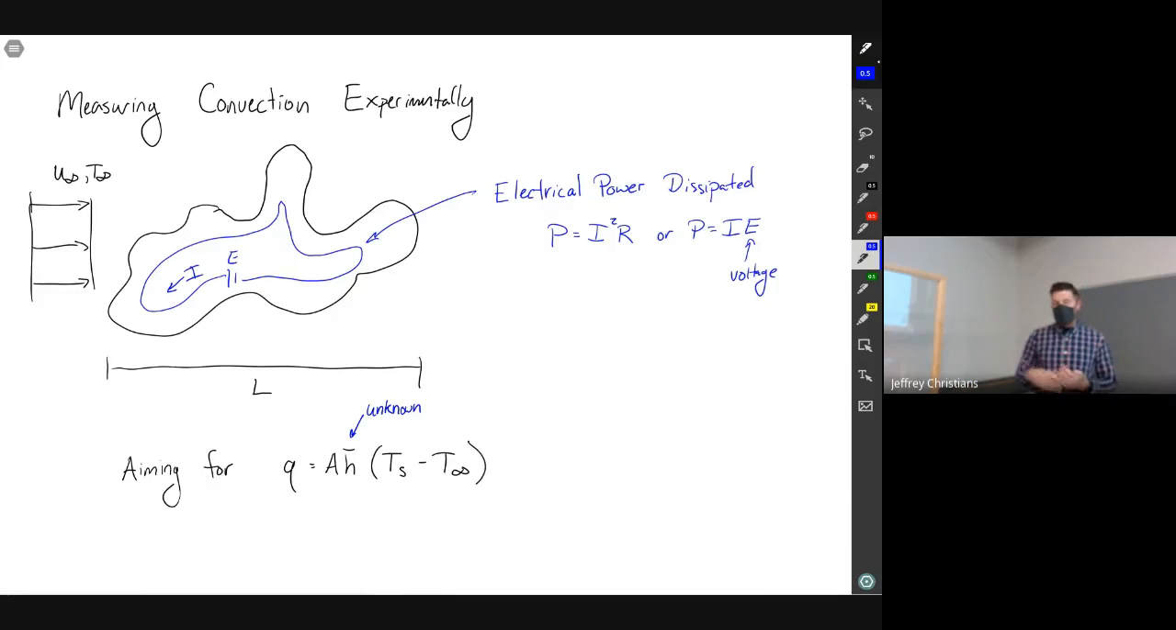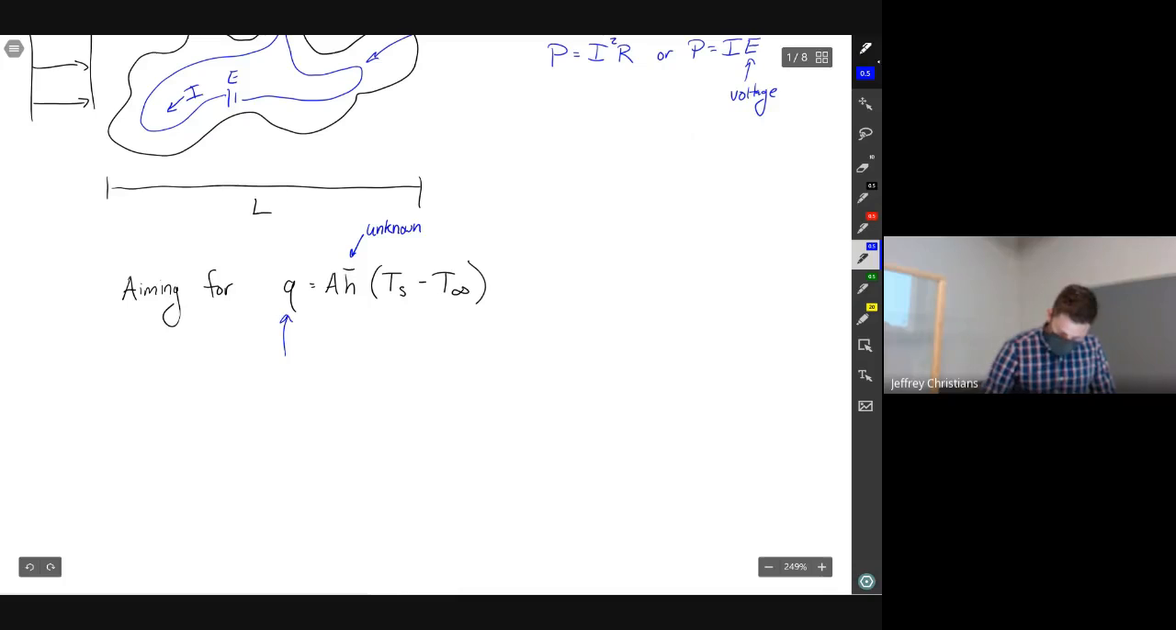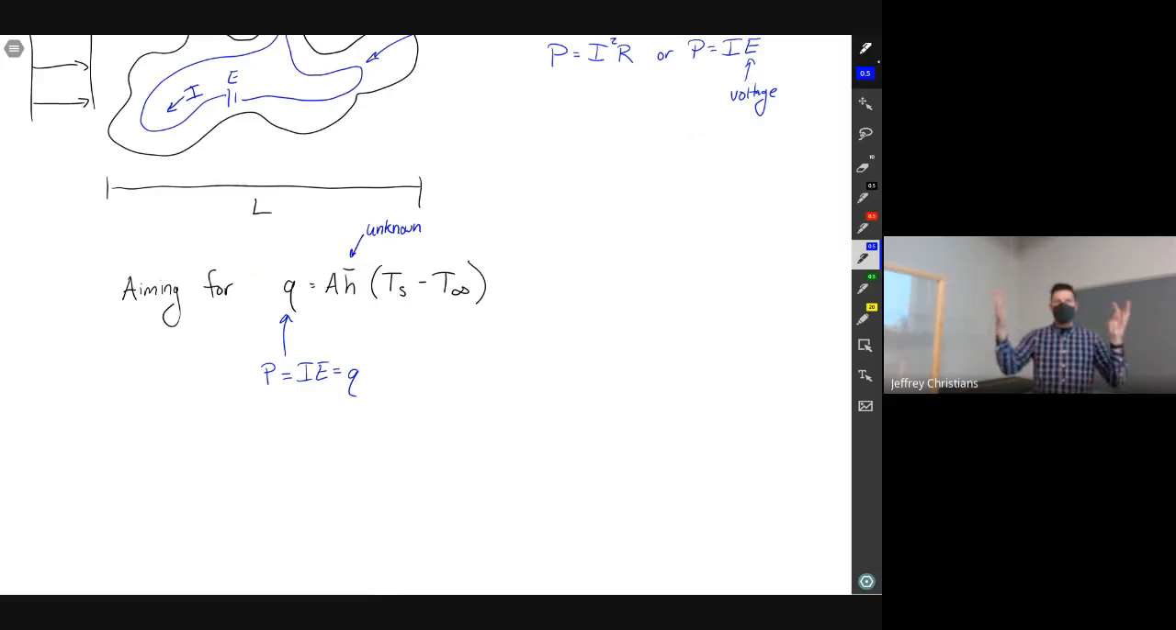Okay, so we can really easily measure the power. Power equals current times voltage. That's the amount of power that's dissipated, turned from electrical energy into heat. So P equals Q. So the amount of heat that's being transferred from inside of the object out to the surroundings at steady state is going to be the power that's dissipated by your heater.